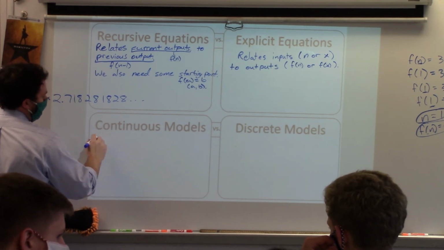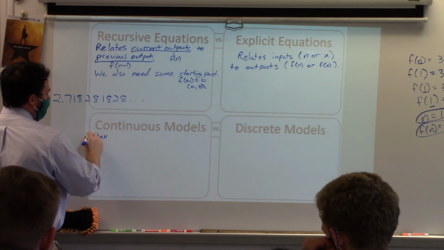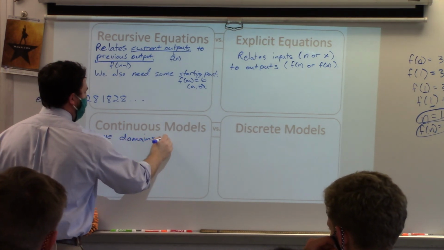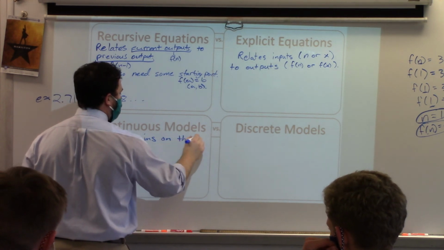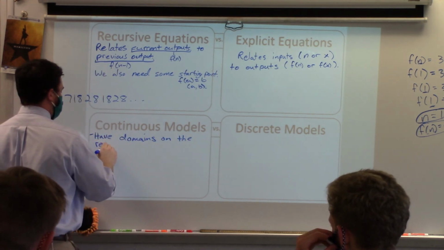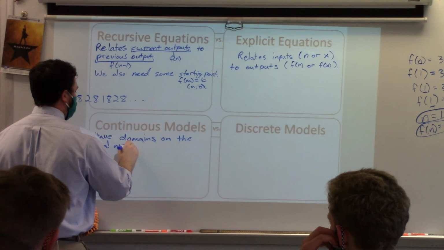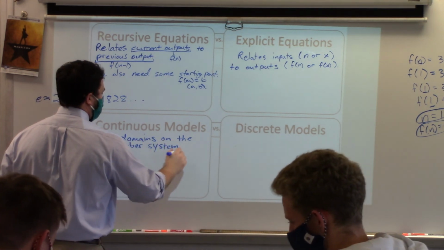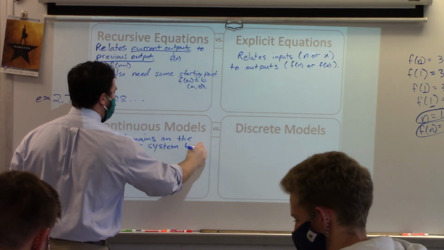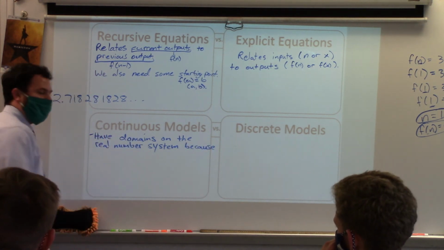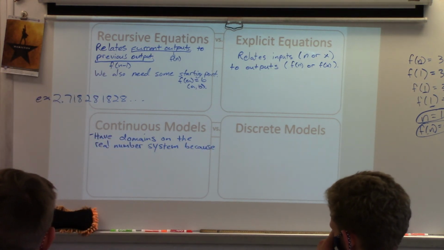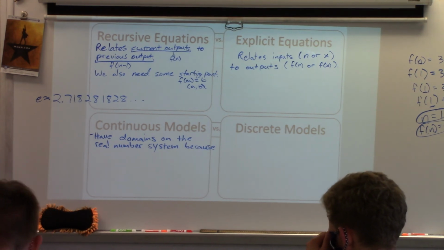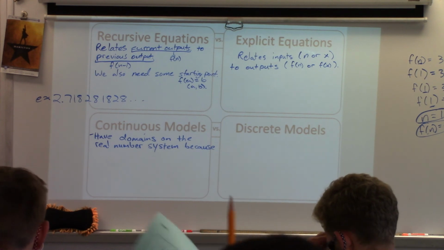But the continuous model, continuous models have domains on the real number system. I agree with that idea. And a lot of that is because of what McKay was saying. So McKay, what were you saying about isolated points? Or about points? It continues between the isolated points.